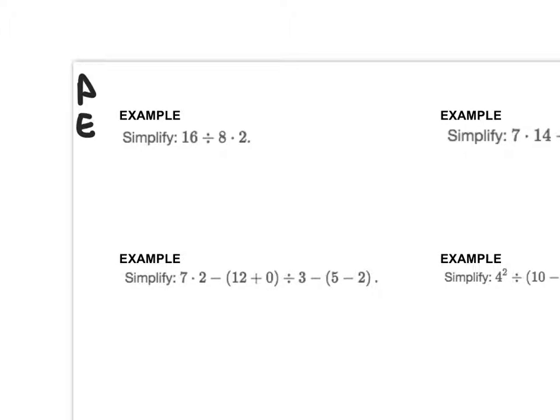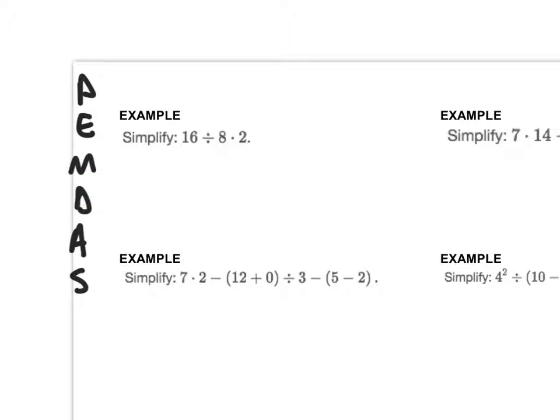I typically do that when I'm doing these problems, just so that I know what it is that I need to do. So in this first example here, we want to simplify 16 divided by 8 times 2. Now, what I'm looking for first is, do I have any parentheses? And I don't. I just have single numbers with operations in between them. I don't have any exponents because I don't have any little numbers above the other numbers, but I do have multiplication and division.